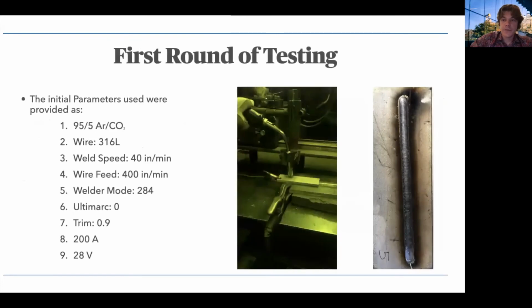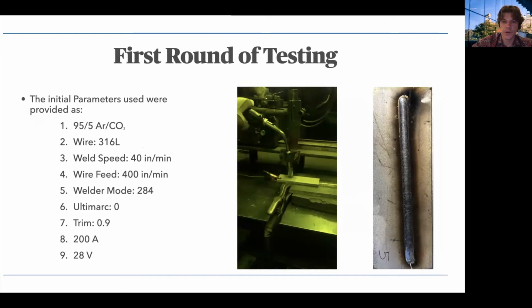Now, the first round of testing, we used the initial parameters as provided by Oak Ridge that they had been using. So this was using a shielding gas of 95% argon, 5% CO2. The wire was 316L stainless steel. The surface travel speed or weld speed was 40 inches per minute, and that was set with that potentiometer knob on the gantry. The feed rate for the wire was 400 inches per minute.